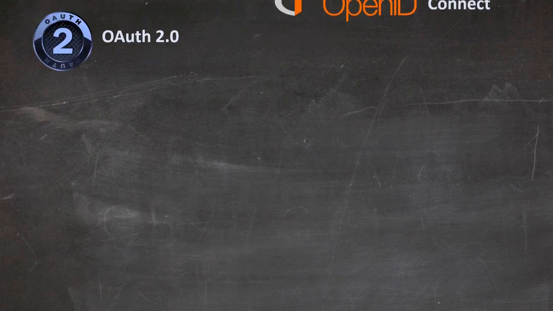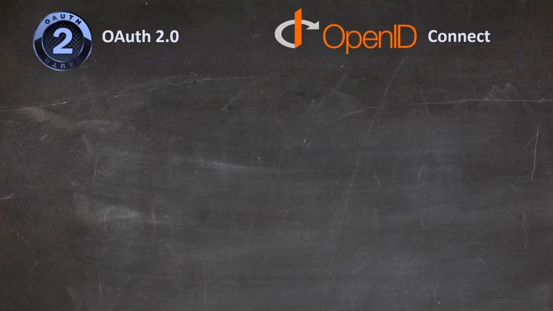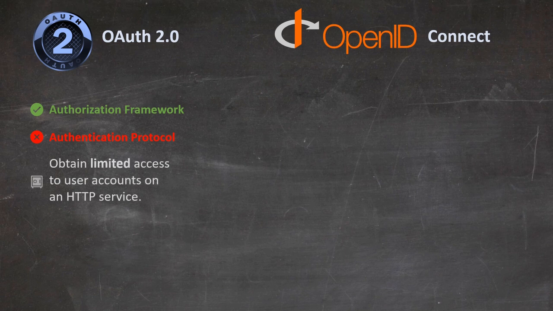Moving on to OAuth 2.0 and OpenID Connect. OAuth 2.0 is an authorization framework, not an authentication protocol. OAuth enables applications to obtain limited access to user accounts on an HTTP service. To be more precise, it's designed for delegating access to resources, allowing third-party applications to access user data without sharing the user credentials. It's like a valet key for your car.